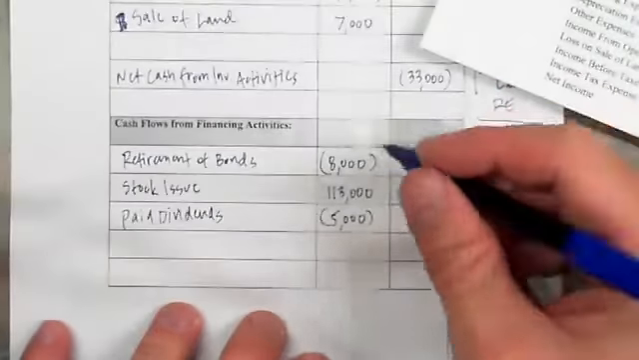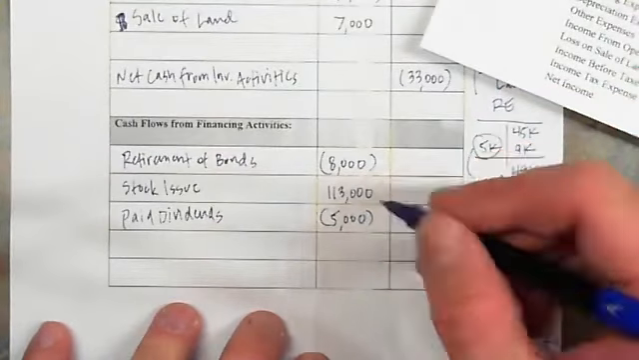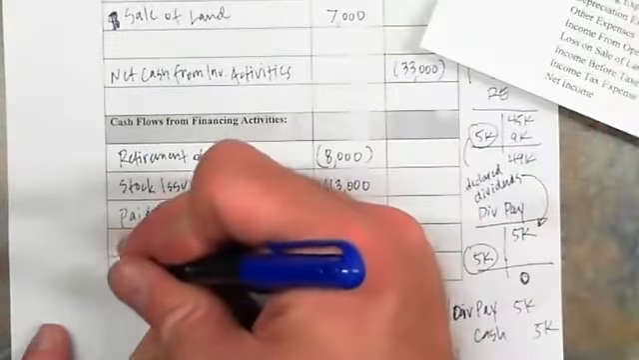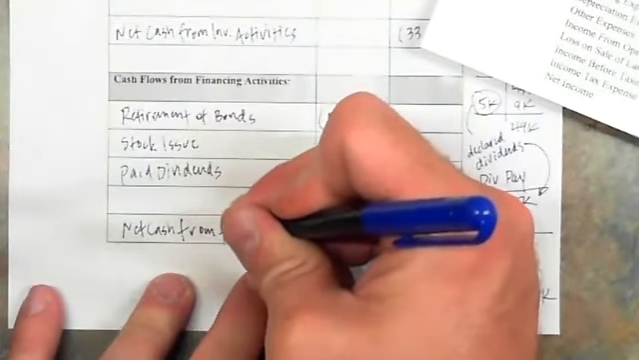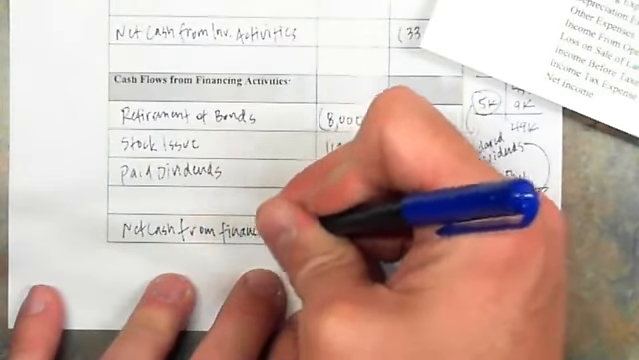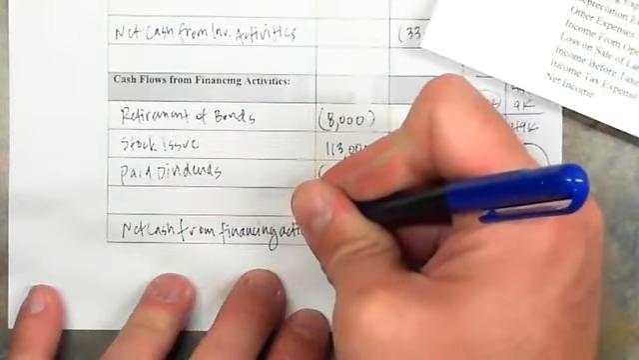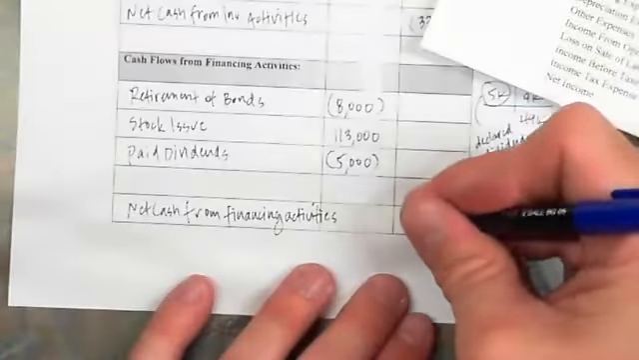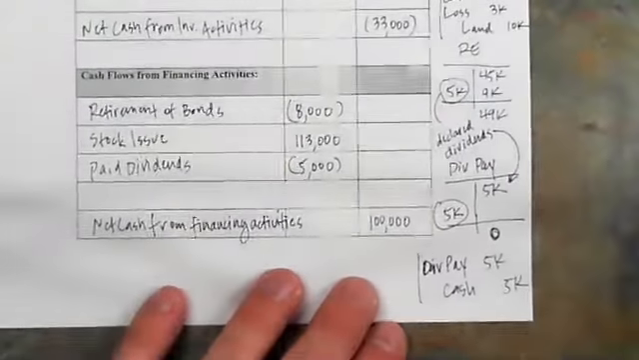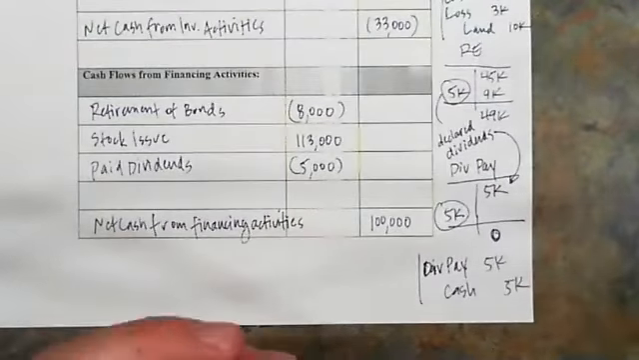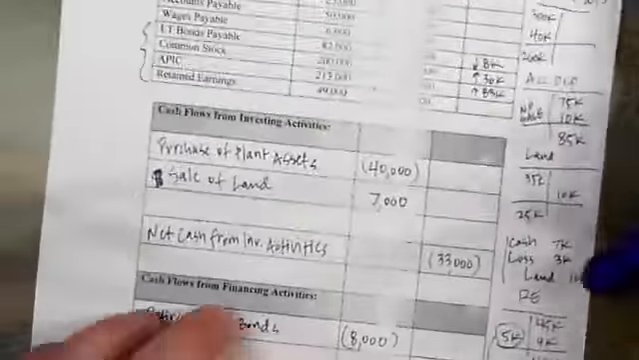And that means that overall I had net cash from financing activities of 100,000, and that is an inflow overall. All right, so that is a pretty simple financing section and investing section.